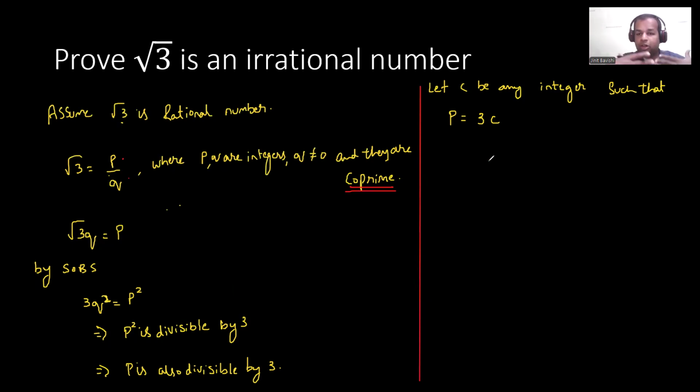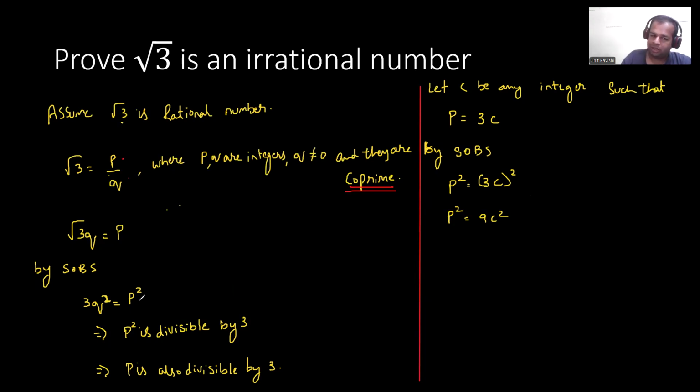This is the way of doing the method of contradiction. So when we are establishing another constant C, which is a number technically, right? C is a number, so 3 times that value will be giving us P. Now again, same thing, we'll square on both sides. So we get P squared is equal to 3C whole square. So we get P squared is equal to 9C square.